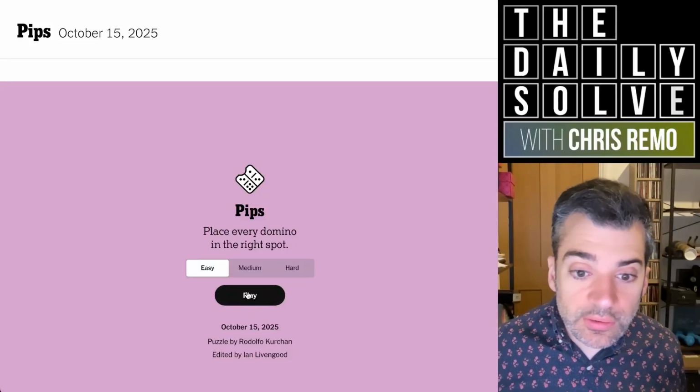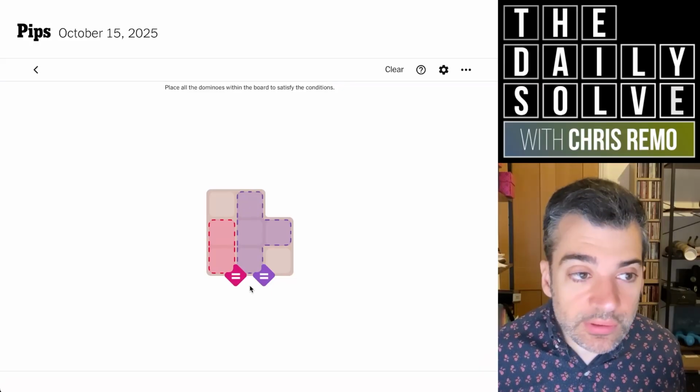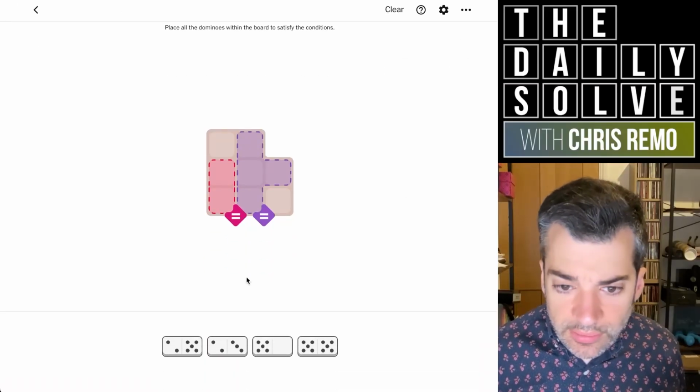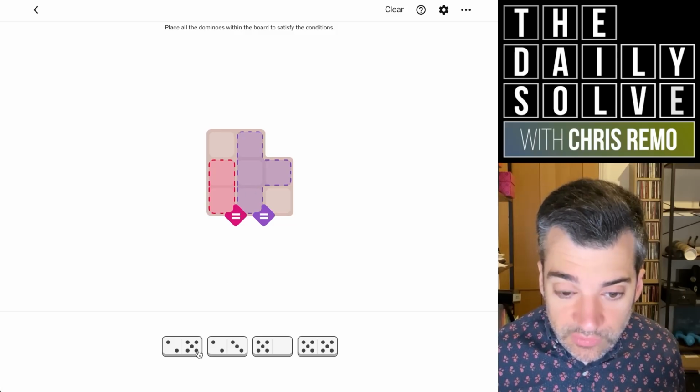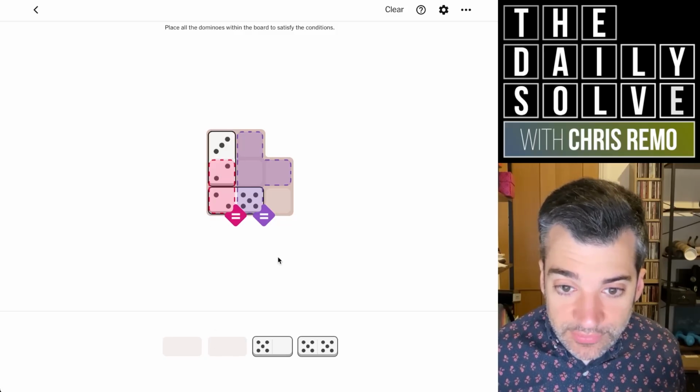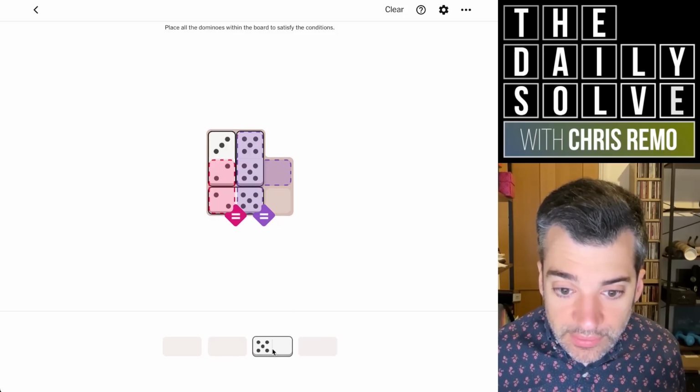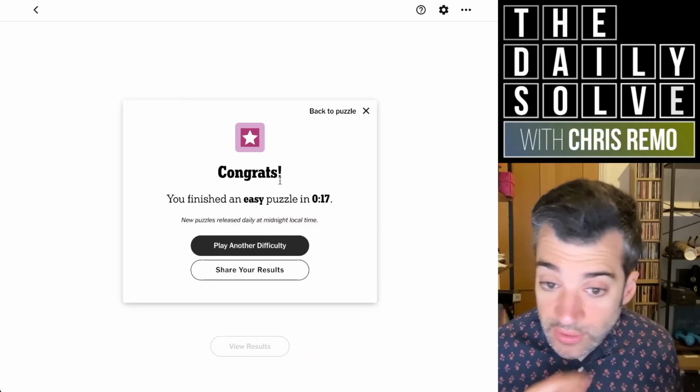We shall start with the easy puzzle. Let's see how it goes. All right, it's a very compact grid. We need four of something, which will be fives, I think, and then two of something, which will be twos, I guess. Okay, so I don't know. We'll just try putting them here, see if this works. It looks like it will. And there we go. That was the easy puzzle.